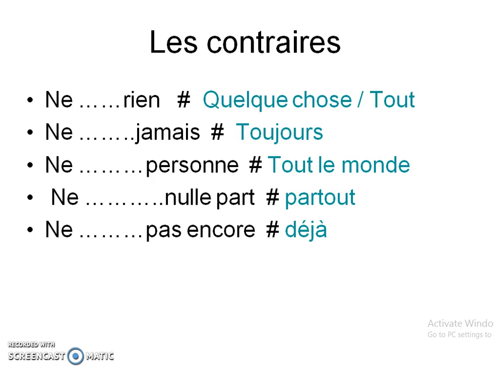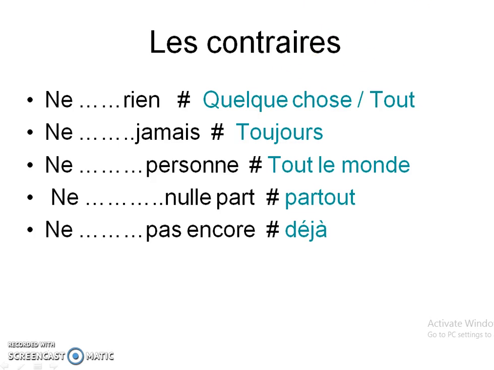Here are some opposites that we should know for making a sentence negative. Ne rien means nothing. Quelque chose means something. Tout means everything. Ne jamais means never. Toujours means always.